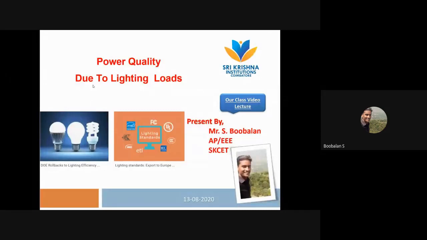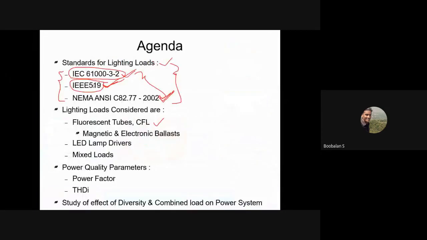Last class we discussed some standards for manufacturing. These are the standards we focused on in our previous classes. Based upon these standards, some policies and regulations will be there, set by associations like IEC, IEEE, NEMA, ANSI. These are the notable standards for lighting loads, consisting of rules, regulations and limitations that apply while manufacturing itself. We have discussed these things.